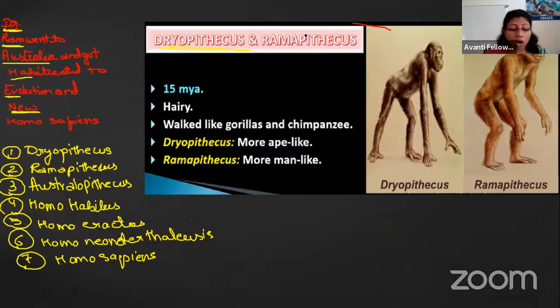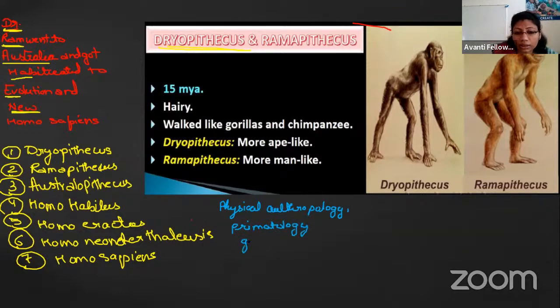Now the study of human evolution involves many fields, such as physical anthropology, primatology, that is the study of primates, genetics, that is the study of genes, then archaeology, study of fossils, and linguistics, that is the study of language, and the last is embryology.